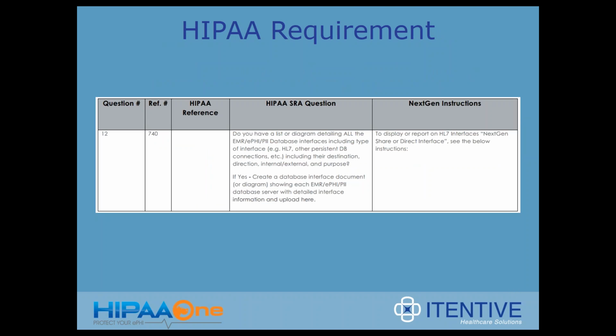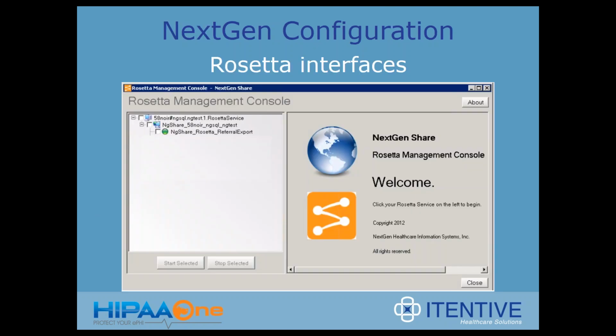In order to ensure that we can secure patient data sent over interfaces, we're required to maintain a list or diagram of all patient interfaces, including their type, destination, direction, whether they're internal or external, and their purpose. So this one, again, if we're talking about HIE gateway interfaces, we can go into the Rosetta Management Console, identify all of the interfaces in that console, record them, and track all of those different pieces. Another tip here is to make sure that you include all interfaces, even any test interfaces that can access ePHI, because we're going to want to adequately account for all of the interfaces that possibly can send out ePHI.